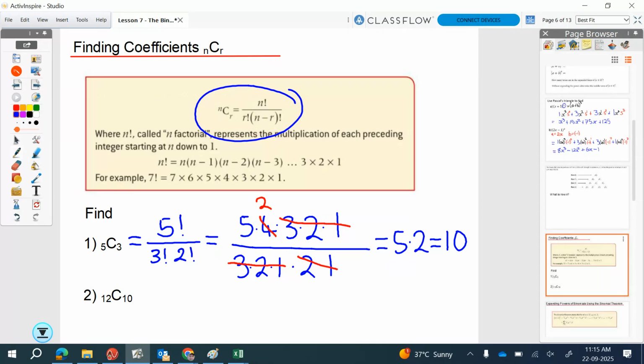Have a go at finding 12C10. How did you get 2 again? Read the formula. Read the formula. Read the formula. Let me pause while you chatter.